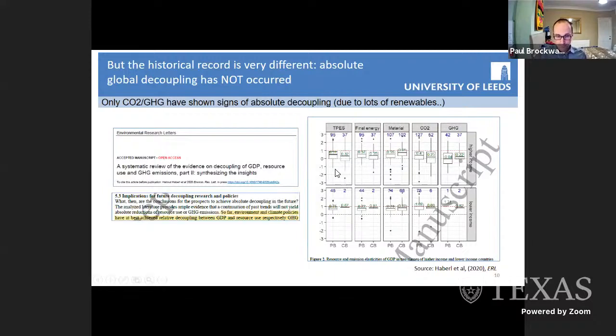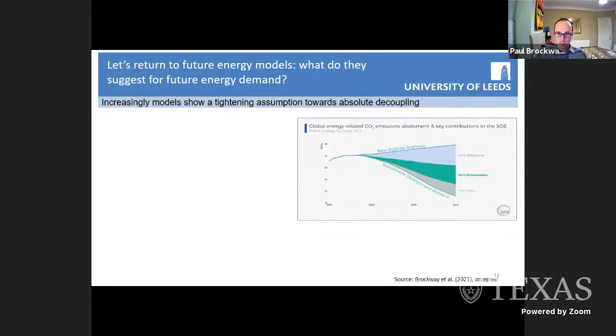So again, what we found was that at best, individual countries have achieved relative decoupling between GDP and resource use. There was some local decoupling for CO2, but again, there's a bit of offshoring going on there, as well as a whole bunch of renewables. So we find growing support that there hasn't been any absolute decoupling in the past, which is important when we have the future, and we're relying on a lot of absolute decoupling to happen in the future.